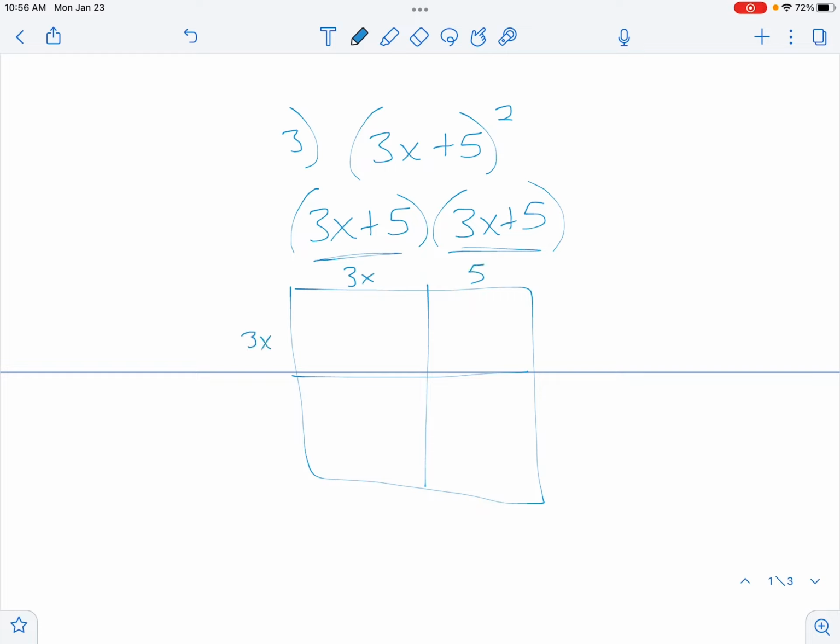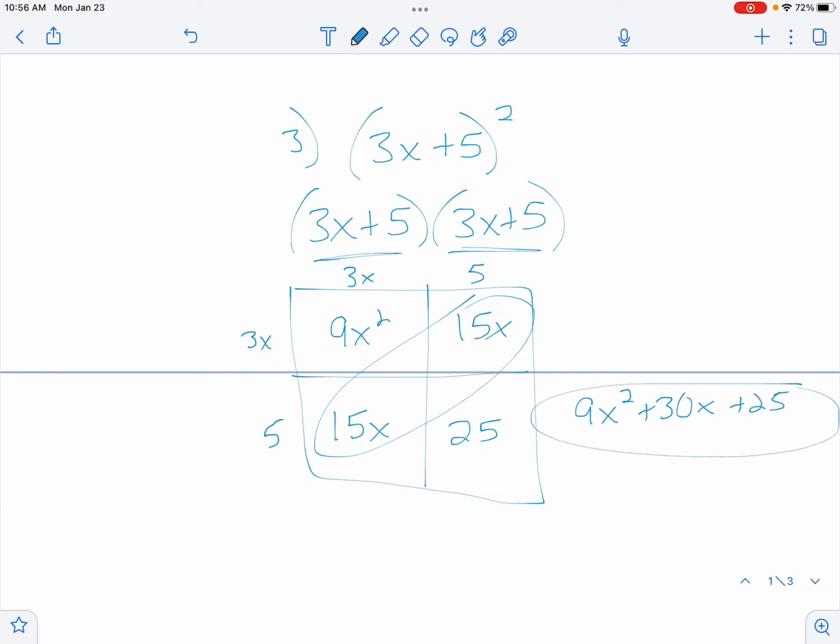So 3x and 5 on top, 3x and a 5 down the side, multiply to get on the inside. 3x times 3x is 9x squared, 3x times 5 would be 15x, 5 times 3x would be 15x, 5 times 5 would be 25. These are my like terms. I'm going to bring over my 9x squared. 15 plus 15 is 30x, and then 25 tagged on. So there's your answer, okay?